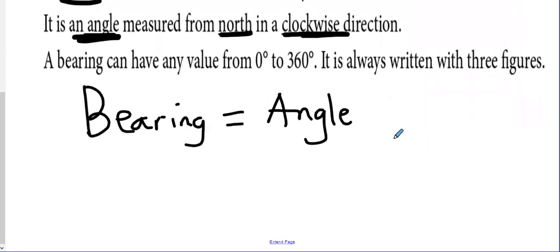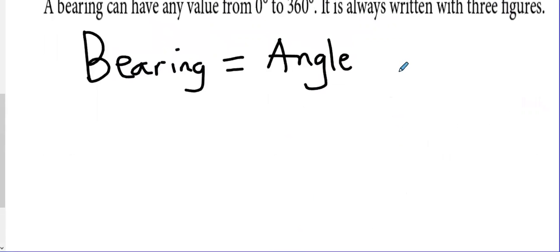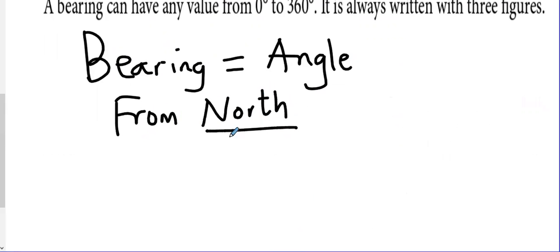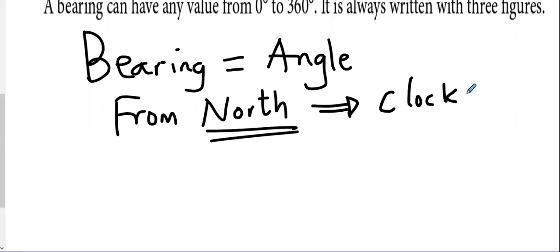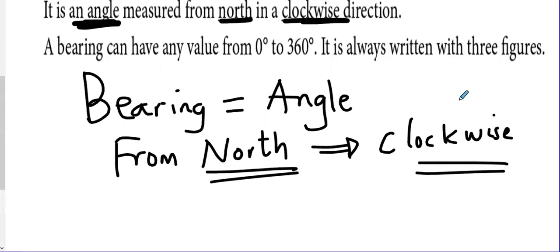But how do we measure this angle? This angle is measured from the North. I'm going to explain what North means. This angle is measured from the north in the sense of clockwise direction. And what else? A bearing can have any value from 0 to 360 degrees.